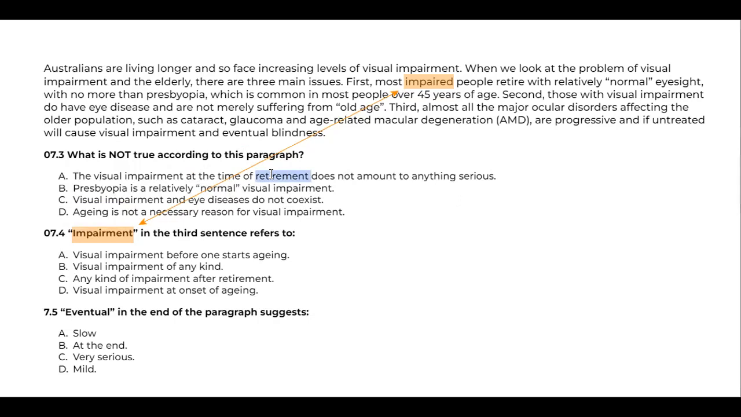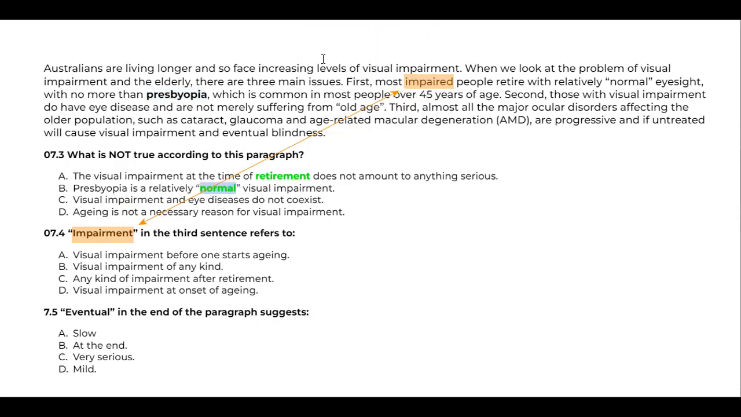So we don't want this. We are looking for what is not true kind of a statement. So the first one is kind of correct. And we had to go to the second one. Presbyopia is a relatively normal visual impairment. Again, here it is. Look at that. More than, okay. So even that is also connected to the same thing. A normal visual impairment is also a correct statement here.